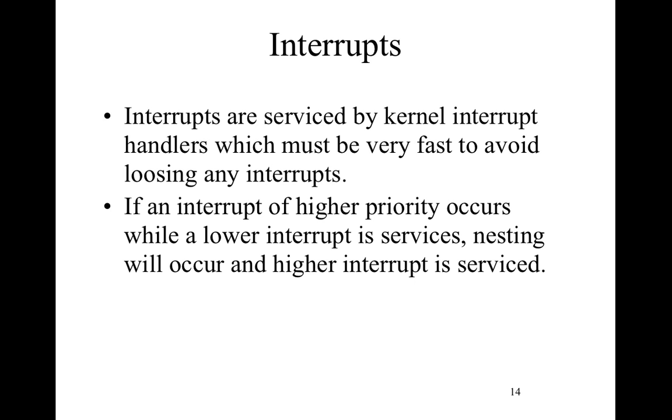Kernel interrupts are coming in all at one time, I should say. So it keeps track of them in a data structure so it can put them in some order, some plan, so that it can service all these interrupts. If an interrupt of higher priority occurs while a lower one is being serviced, nesting will occur. The higher one will get serviced first. So it doesn't really matter the order that something shows up in. It's on a constant evaluation to see, is a higher one coming in? Is a higher one coming in? Let's service that one first. Kind of priority.